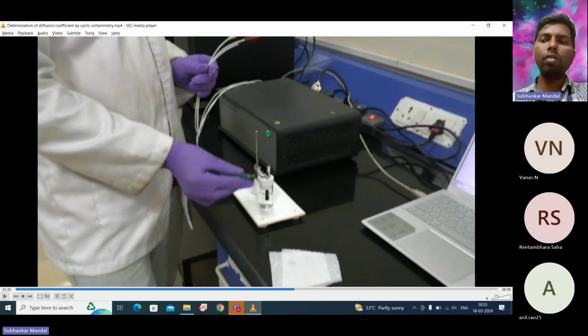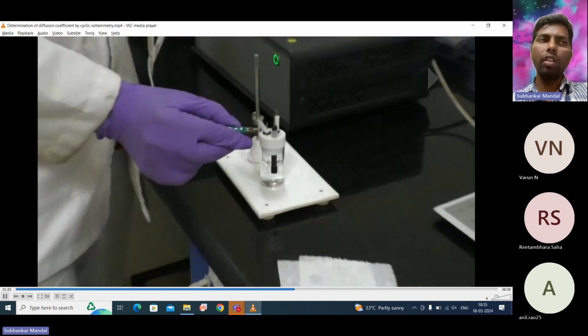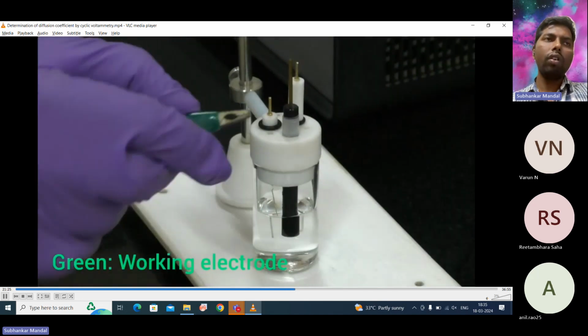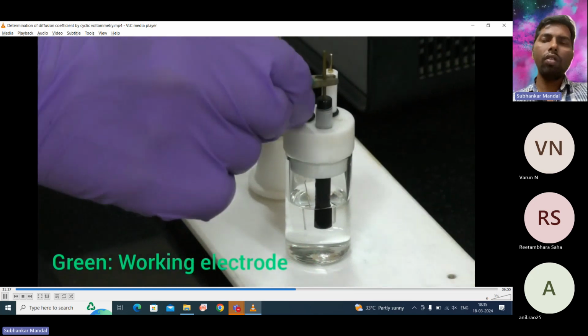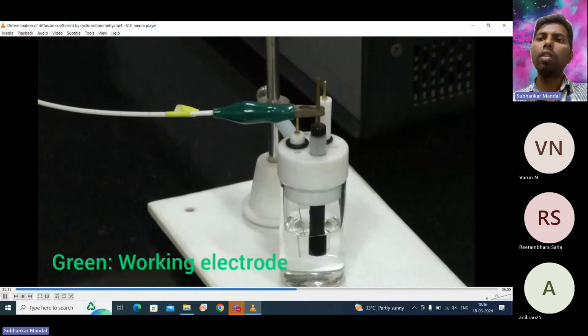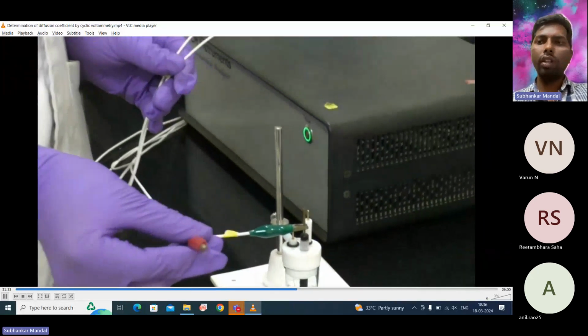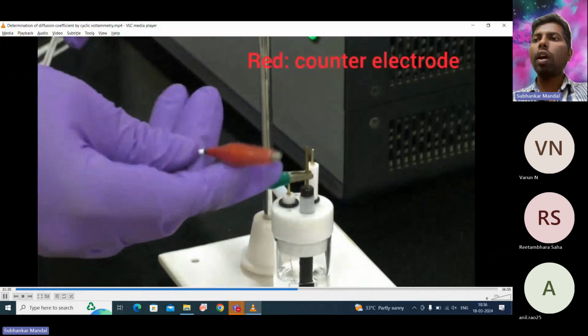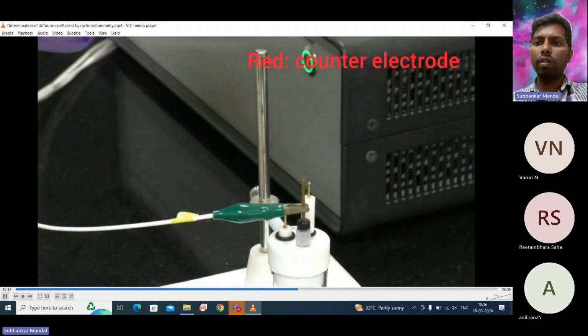In the instrument there are also three leads which connect with the electrochemical cell. Here you can see this blue one, which is called the working electrode lead. This green one is the working electrode lead, and this red one is the counter electrode lead.